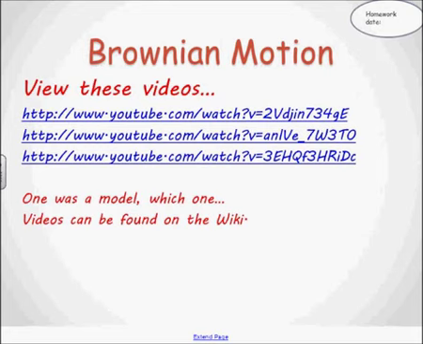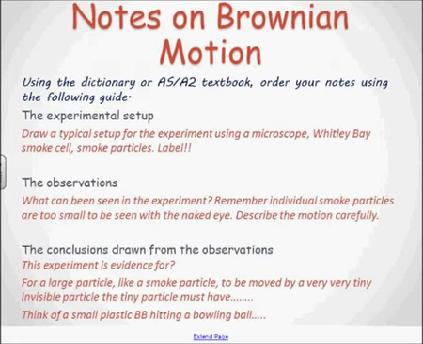The next thing we look at is Brownian motion. Brownian motion is talking about how particles behave, especially the ones we don't see. There are 3 videos here, and 2 of them are actual videos of Brownian motion. You actually see the particle movement, and one is a model trying to represent it. Now, if we're explaining it, we need to look at 3 different parts: the experimental setup, the observations, and the conclusions drawn. So let's look at the setup.